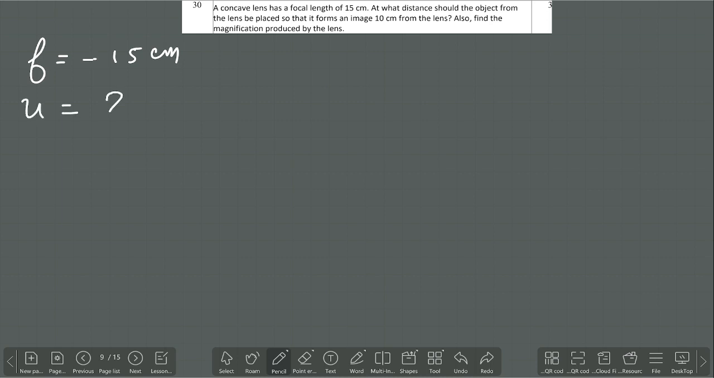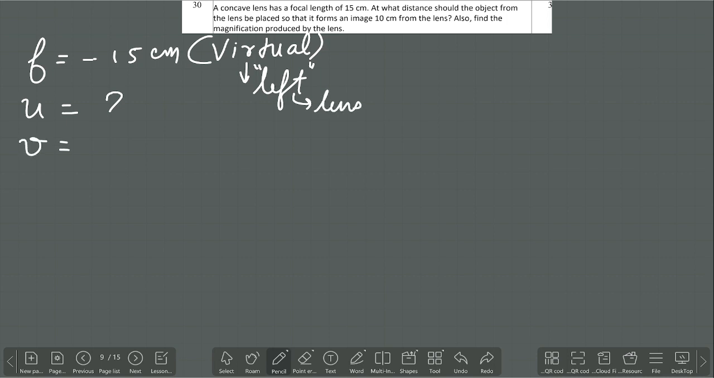Since in the question they said concave lens, it will produce only a virtual image. Virtual image means it will be located on the left side of the lens. If it is located on the left side, the value of v is equal to 10 centimeters, or minus 10. So what are the things we are going to find? We need to calculate the object position as well as the magnification.